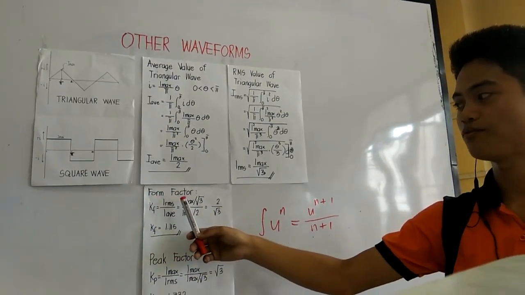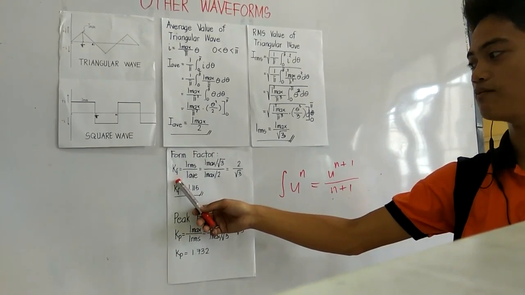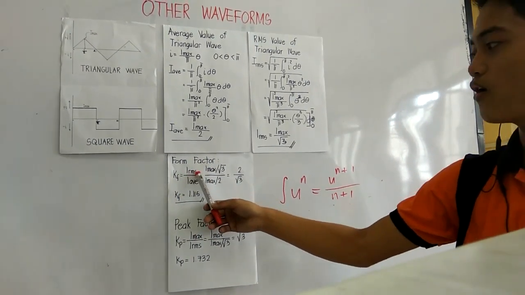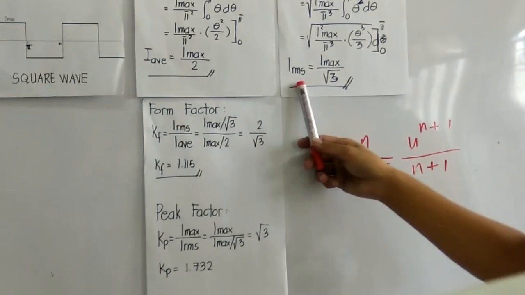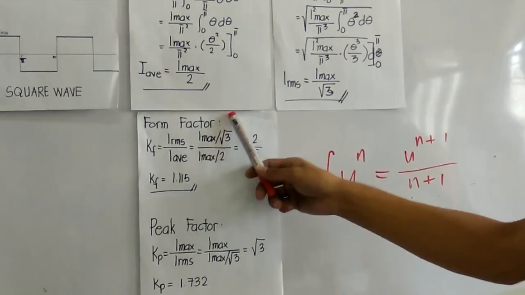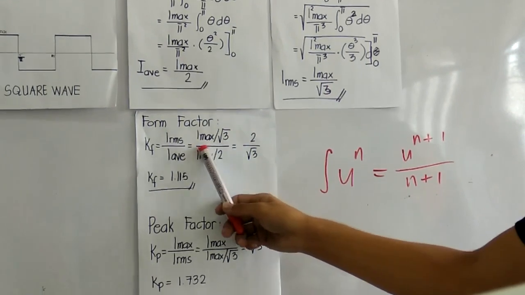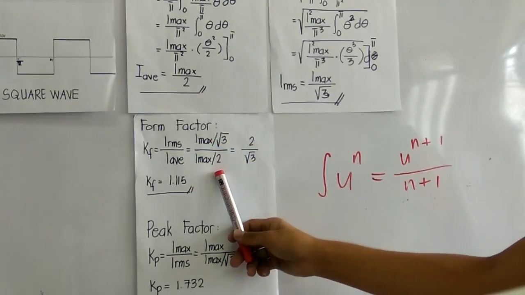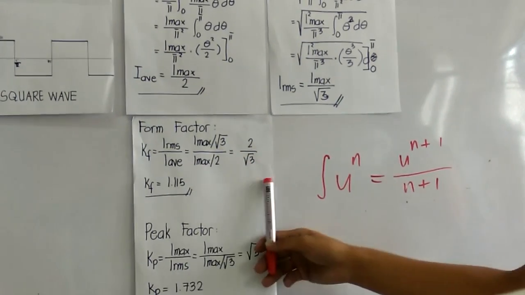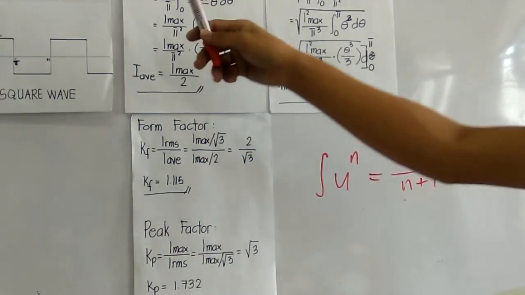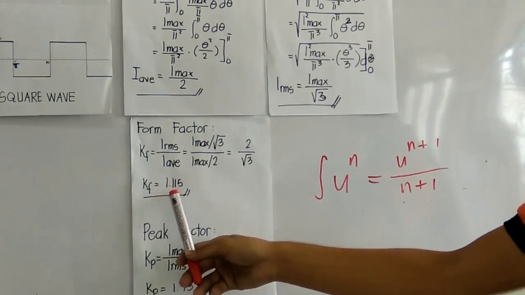In finding the form factor Kf, it is given in the ratio of the I RMS over the I average. Our value of I RMS is equal to I max over square root of 3, over I maximum over 2, equals 2 over square root of 3. Therefore, our form factor in a triangular wave is equivalent to 1.115.